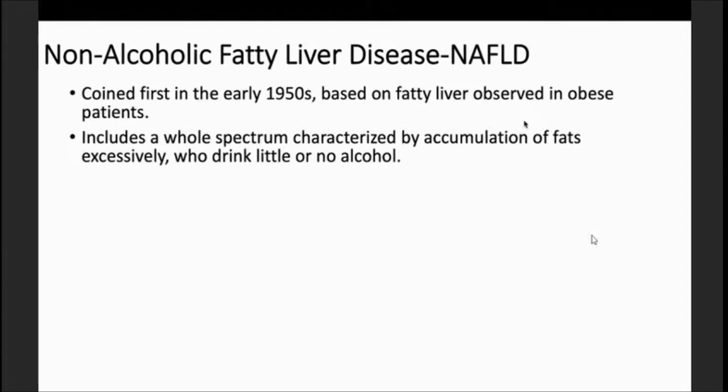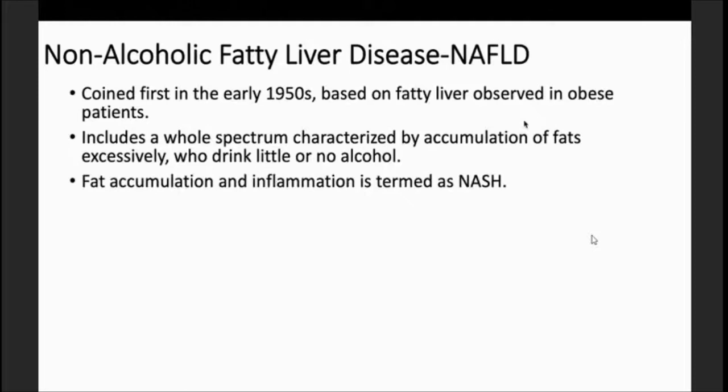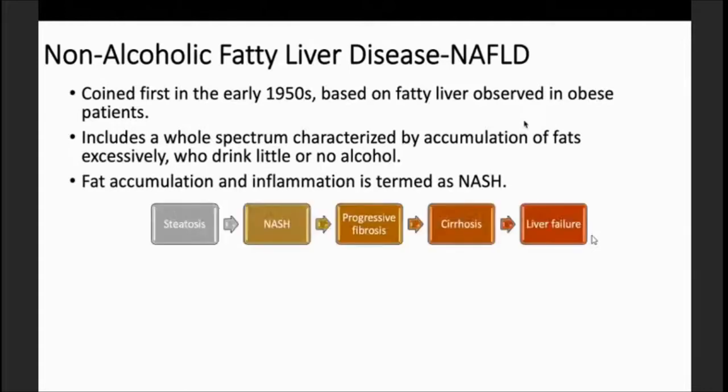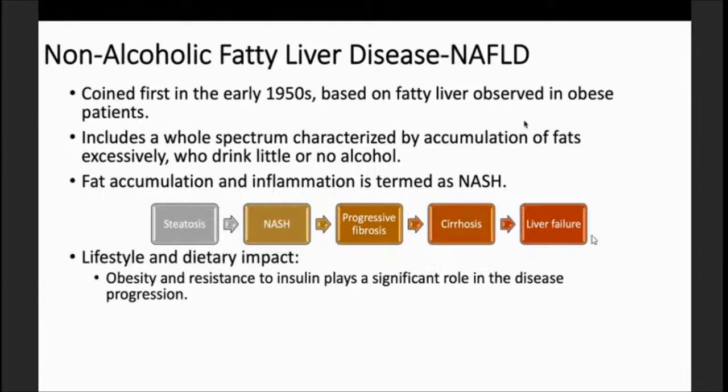So this whole group of conditions could be characterized by fat accumulation and inflammation. It begins with steatosis, the abnormal accumulation of lipids in hepatocytes that is not a consequence of excess alcohol consumption. And then it is characterized by the presence of sustained liver inflammation and cellular damage to the hepatocytes. NASH can further progress to more chronic conditions such as cirrhosis or hepatocellular carcinoma, starting from fibrosis.